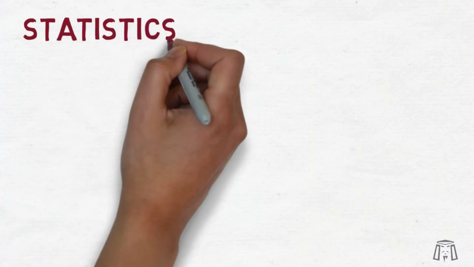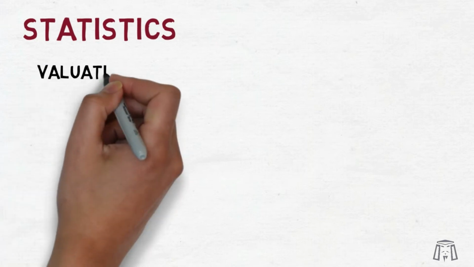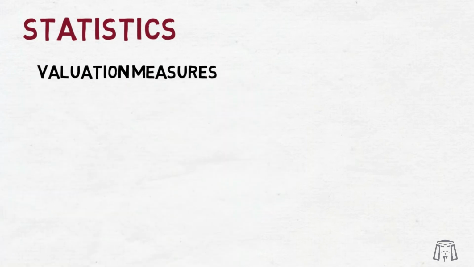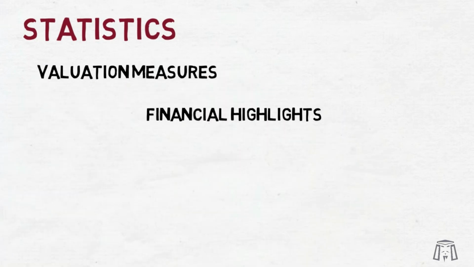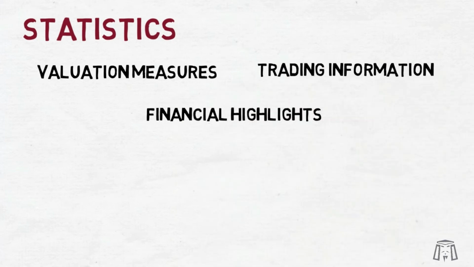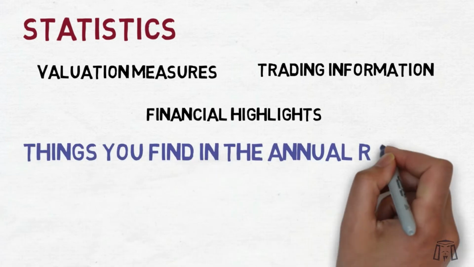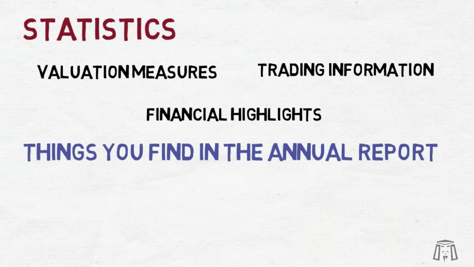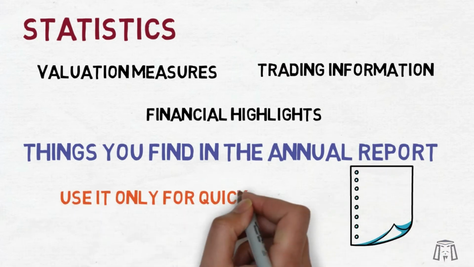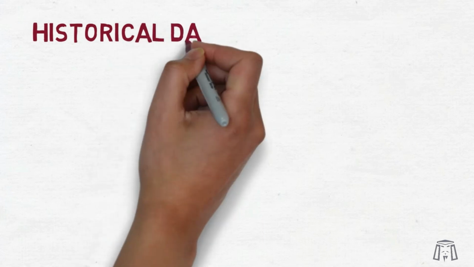Next there are the statistics of our stock. Here we can find things like the valuation measures, the financial highlights, or even the trading information, stuff that you can obviously find in the annual report. This is just if you want to take a quick look. Always read the annual report, this is what I recommend. Use these sections if you forgot something and you want to take a quick look.